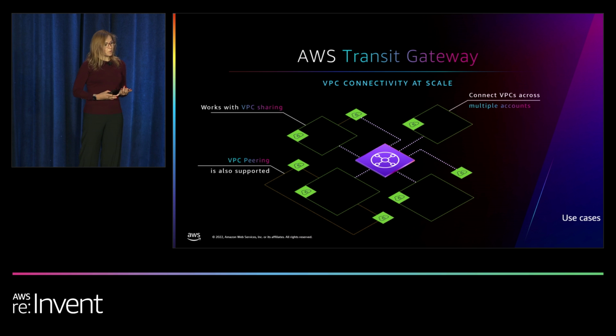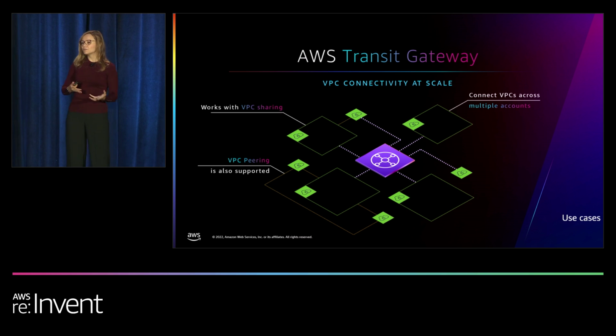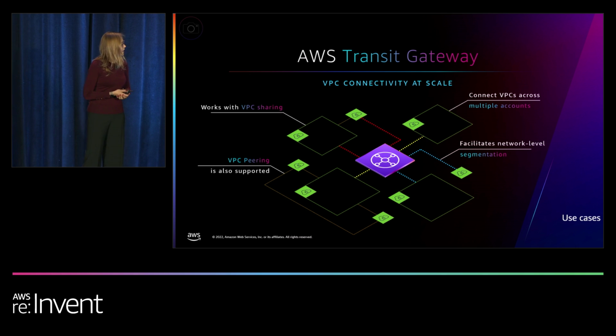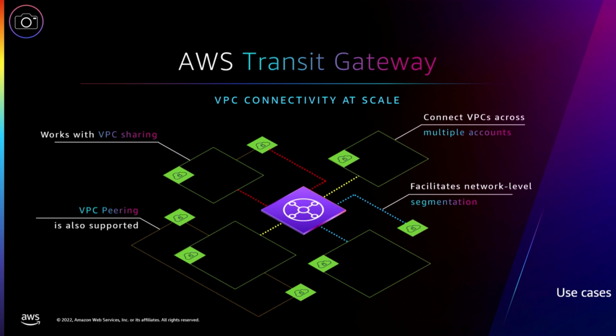VPC peering is also supported because we're talking about the different types of routing, so more specific routing in between VPCs, longest match, right? And a more encompassing route to the transit gateway. And allows you to create network segments, right? So you see that the colors change there. When you peer VPCs together, there's no segmentation, right? You put everything together in that peering group.